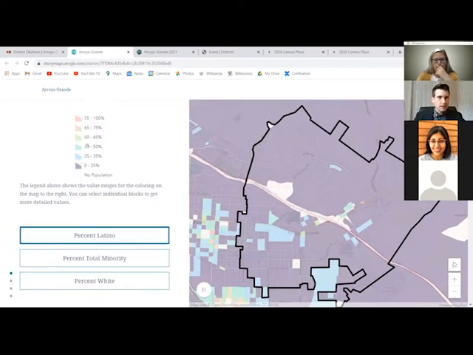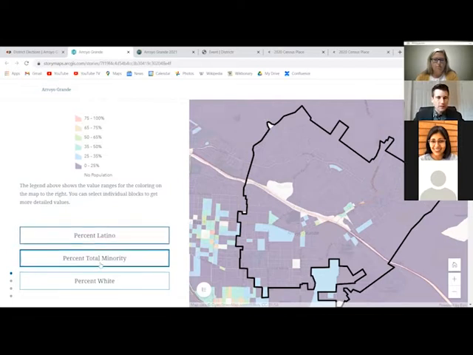And you'll see that the warmer colors mean that you have higher percentages of Latinos who are eligible to vote. So those reds, oranges, and greens. And you can see that there really aren't too many concentrations of Latinos in Arroyo Grande. There's scattered pockets, but nothing that's too much of a concentration.